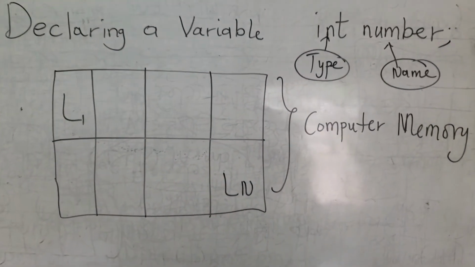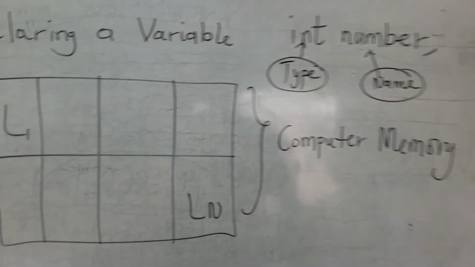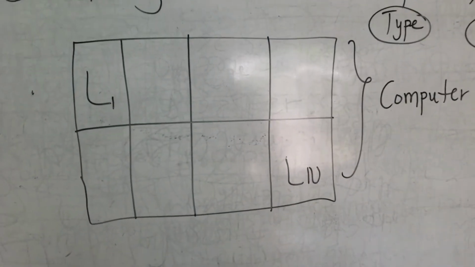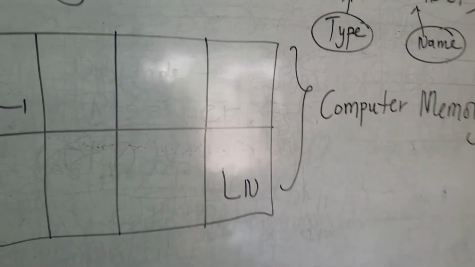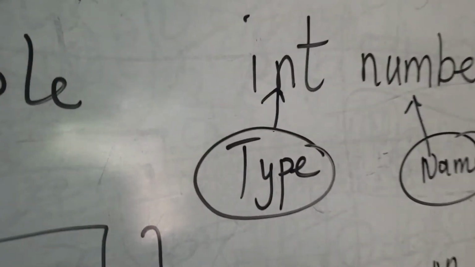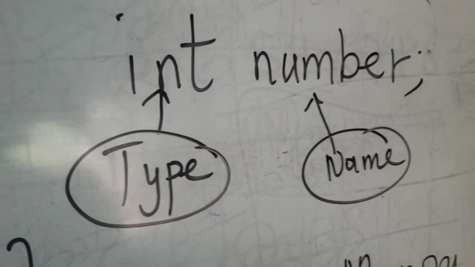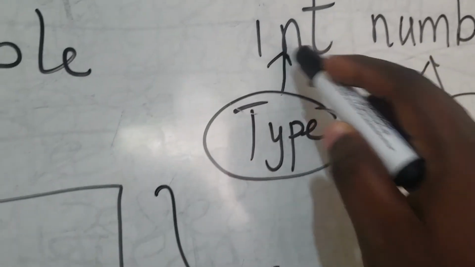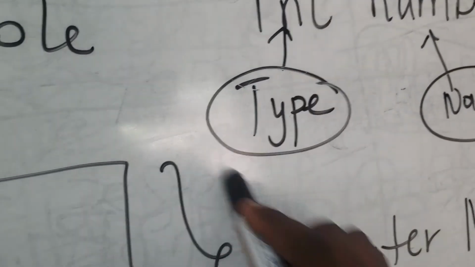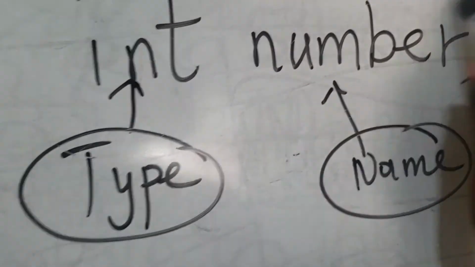Okay, let's use this diagram to explain how the variables are declared. Let's assume that this is our computer memory. I hope you remember this, our diagram. So as you can see, we have a variable here which has been declared, an integer variable, int number. And we said the int is the type of the variable, what we talked about, types of variables, and the number is the name of the variable, like we already know.